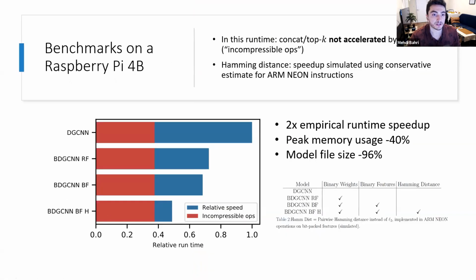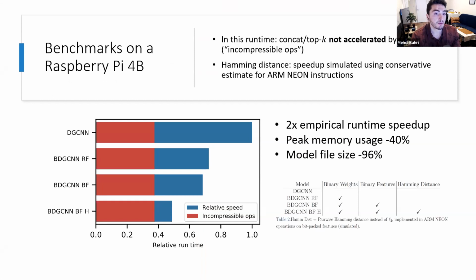The caveats are that this version of the runtime, at the time of writing, the concatenation top-K operations, which are performed quite substantially in DGCNN, were not accelerated by binarization. We denote them as incompressible operations.